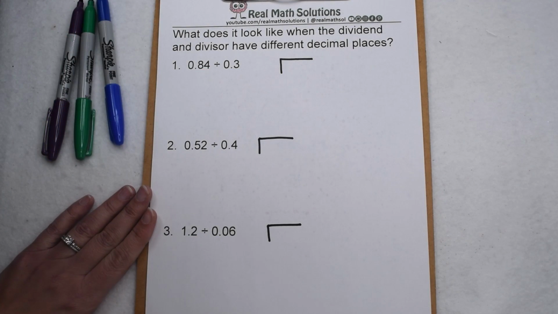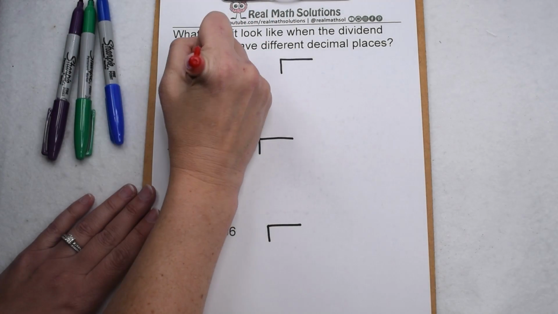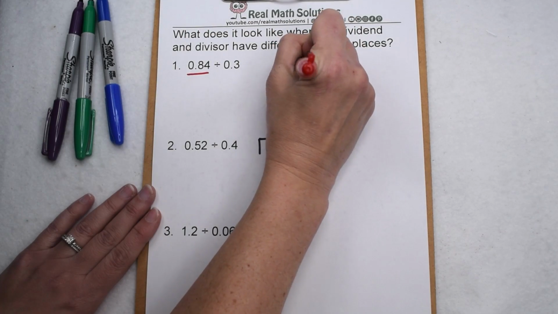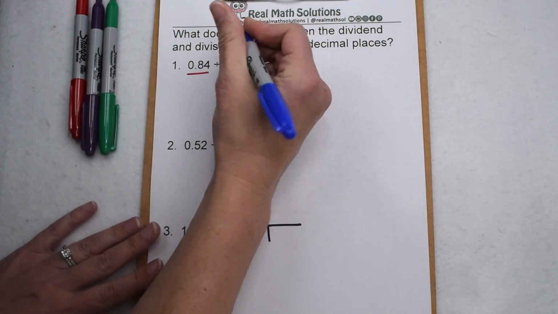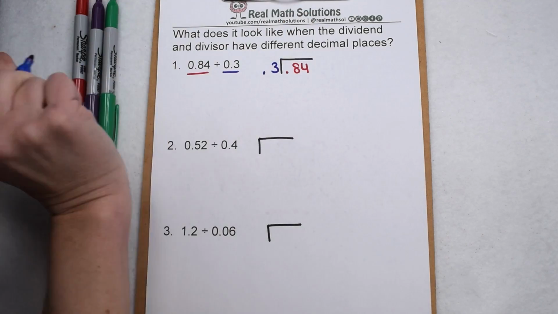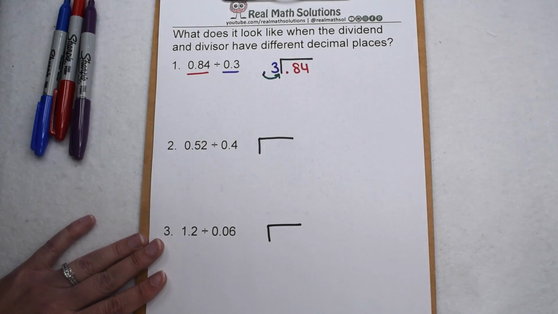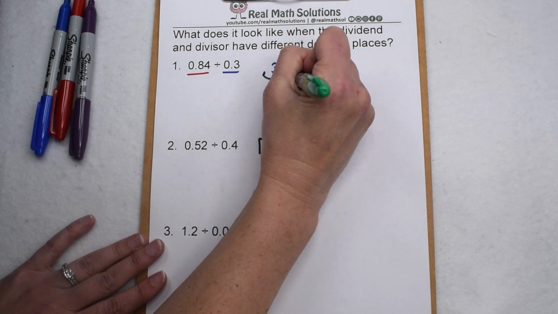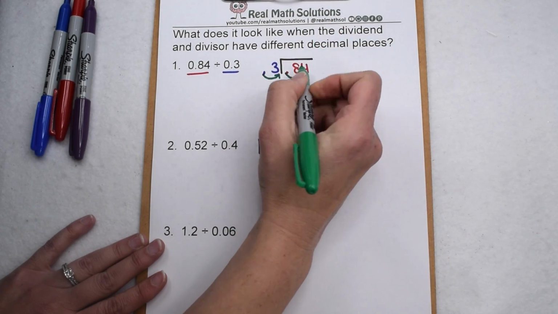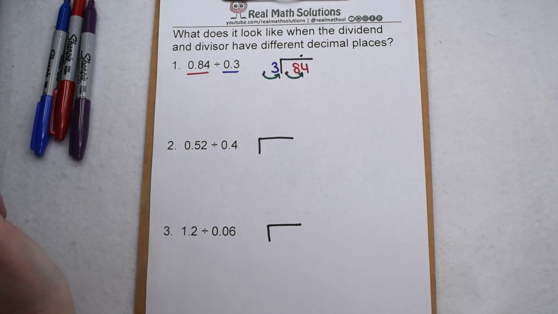What does it look like when the dividend and the divisor have different decimal places? Well, let's look at that. First, we're going to set this up. 84 hundredths is our dividend, so it goes in the house. 3 tenths is our divisor, so it goes outside the house. The 3 tenths is in control, so that moves our decimal one place to the right. We do the same thing to the dividend, which means that decimal winds up between the 8 and the 4 when we slide it up into our quotient.